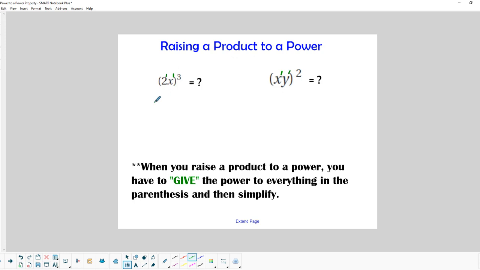So this would end up being 2 to the third power x to the third power. Now, if they wanted us to simplify this as far as we can, then 2 to the third power would end up being 8, and then x to the third power. Over on this next one, we would just end up with x to the second power, y to the second power, and that would be as far as we could simplify that one.